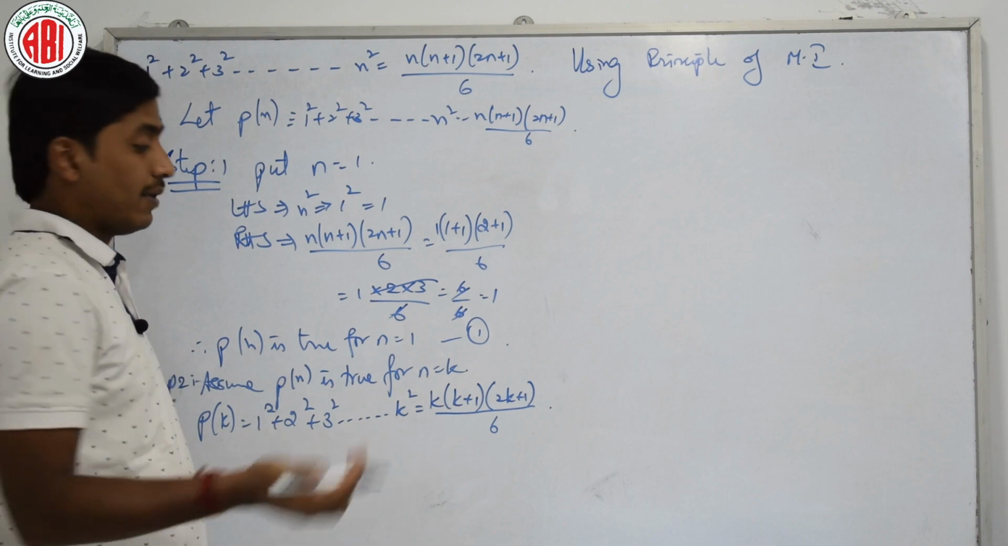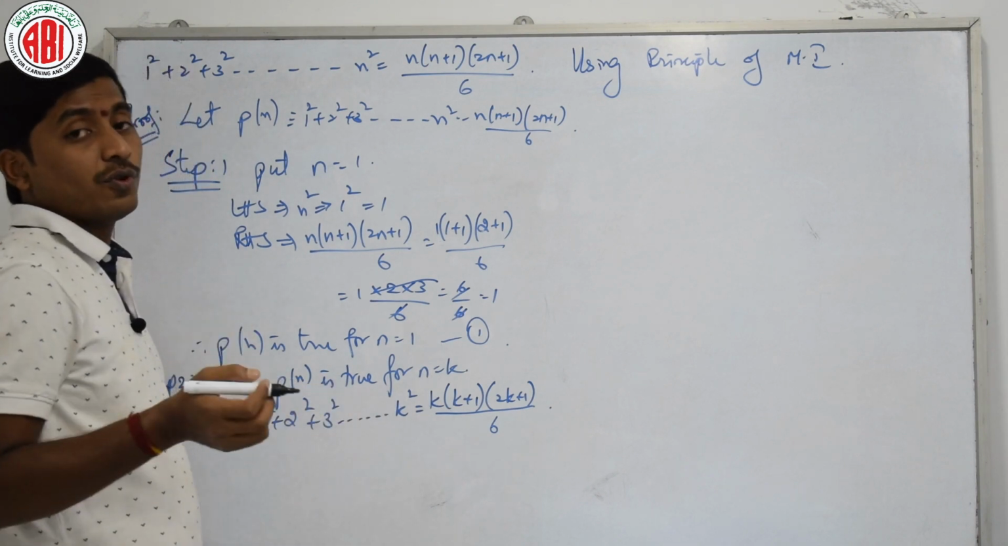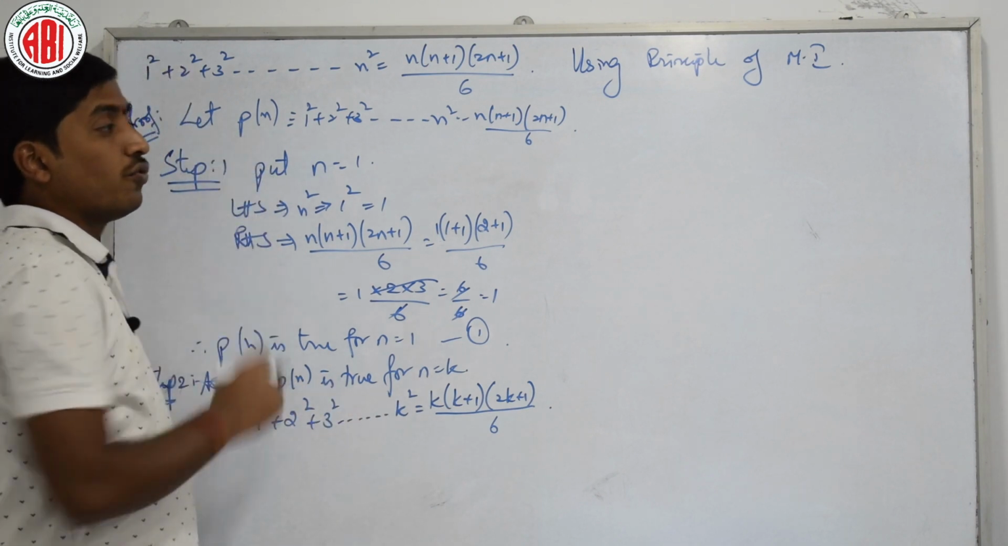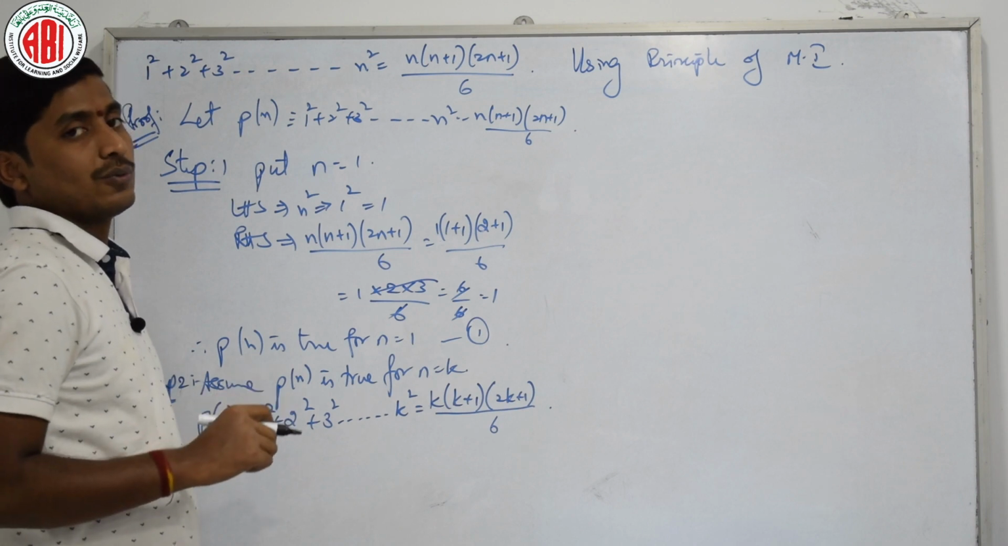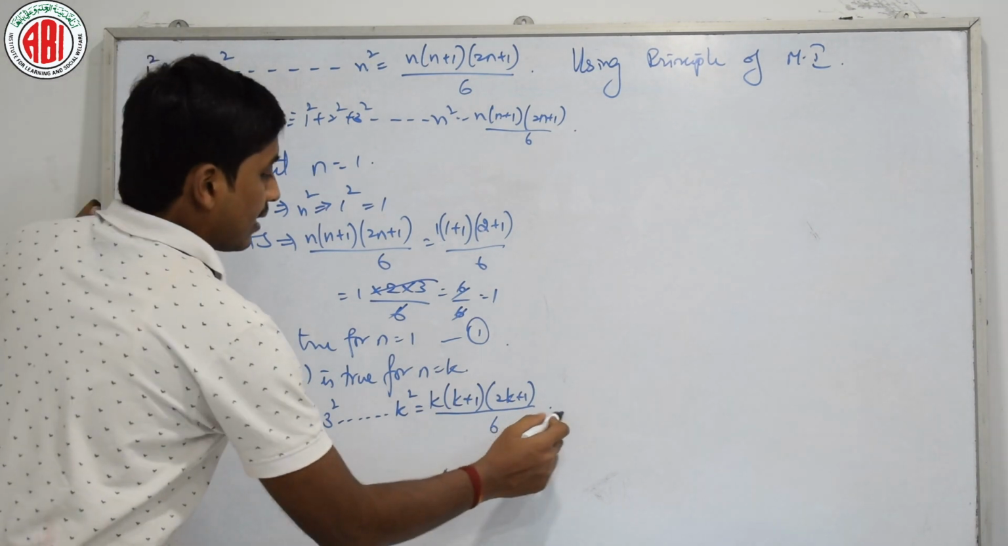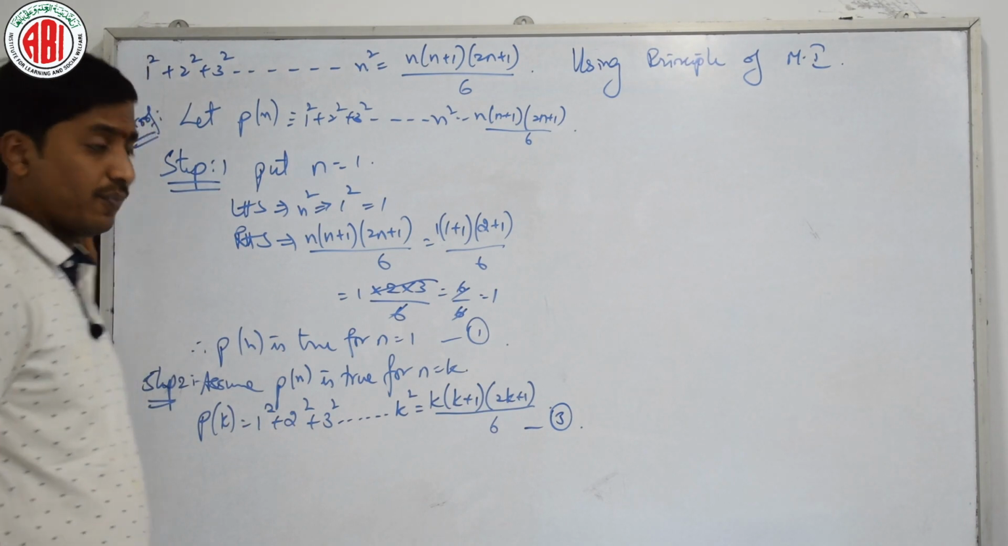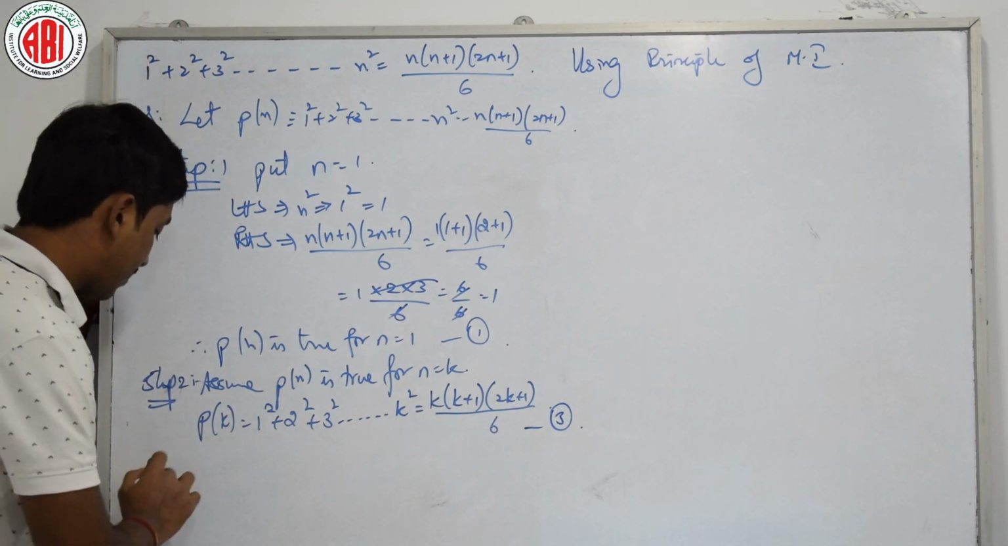And what is the next step? Tell me. We have to prove that P of n is true for n equal to k plus 1, right? Okay, let us assume this as statement 3, right? What is my next step?